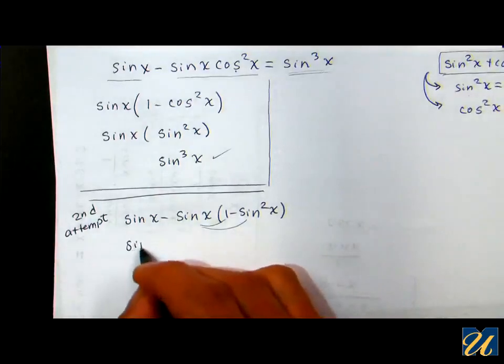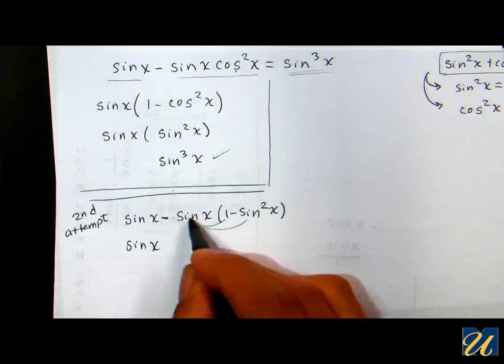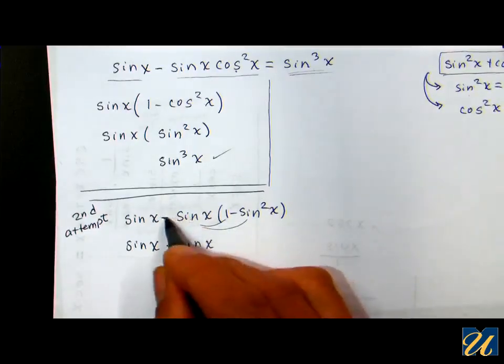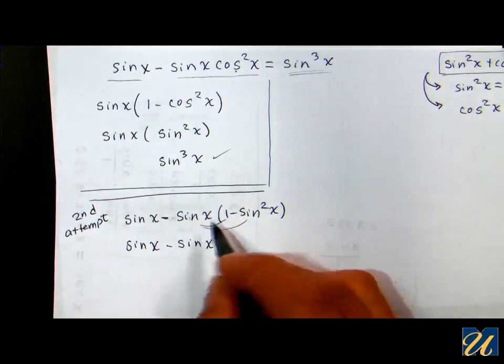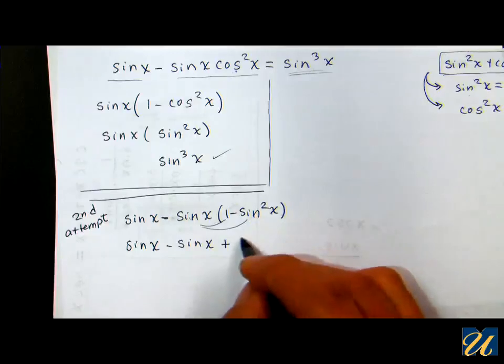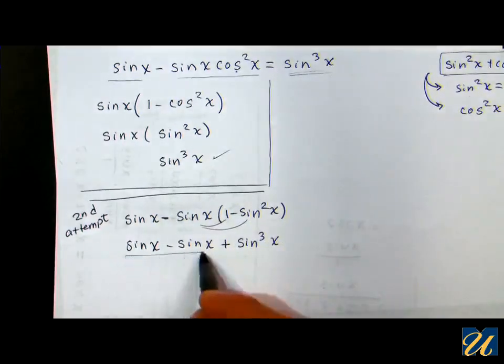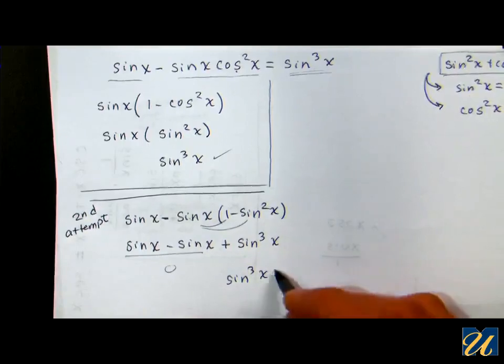So we've got sine of x. Careful, the minus sign goes with it. Minus sine x times 1 is minus sine of x. Negative sine x times negative, well that's positive. Sine x times sine square would be sine cubed x. Look at that. Those two add up to be 0. So all that's remaining is sine cubed x, and we got it.